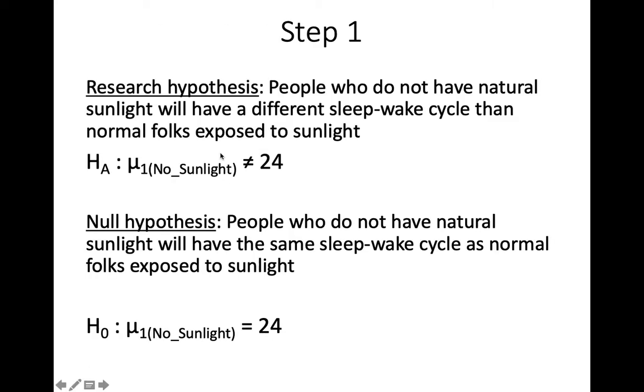Oh, my animation is messed up. All right. So our research hypothesis will be that people who do not have natural sunlight will have a different sleep-wake cycle than normal folks that are exposed to sunlight. Okay, so our alternative hypothesis is that the population average, or mu, for people that aren't exposed to the regular sunlight is going to be different than 24.